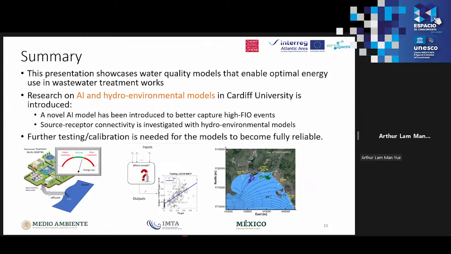So this is a summary. We have shown the AI and hydroenvironmental models we are studying, which make possible an optimal energy use in wastewater treatment. And we have to do further testing or calibration.